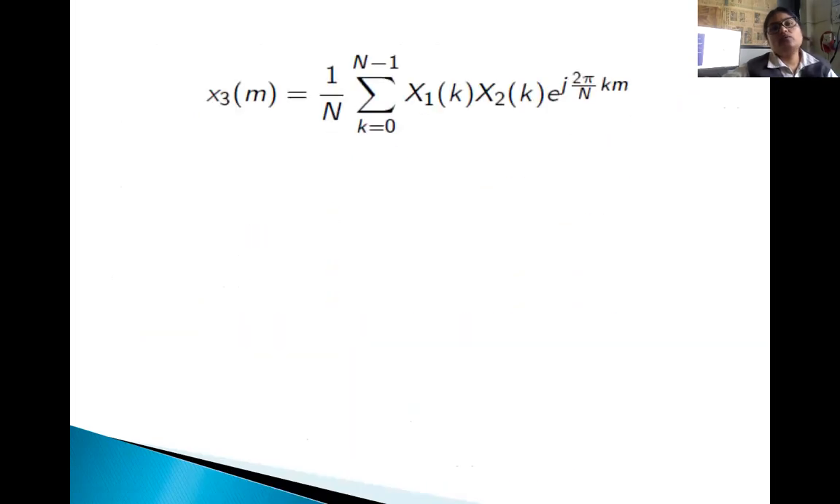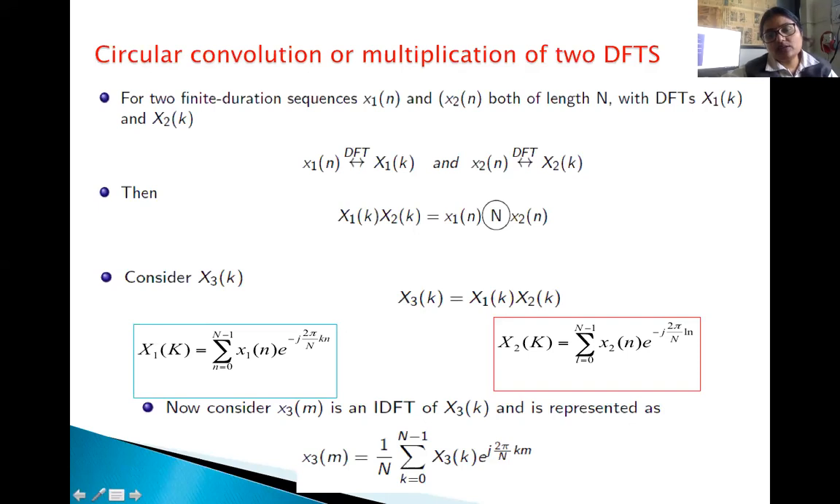So we will see how it is. Now, what is x3 of m? x3 of m is 1 upon N summation of x3 of k. What is x3 of k? x3 of k is x1 of k multiplied by x2 of k.